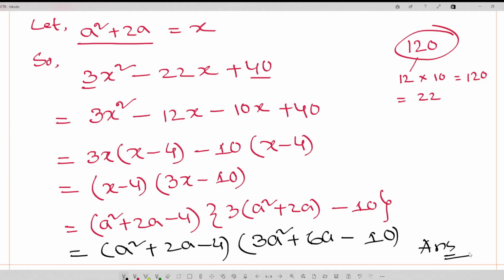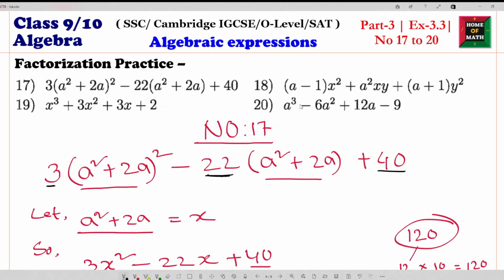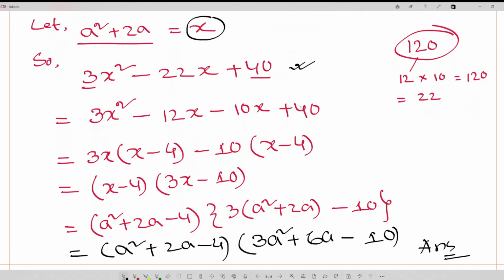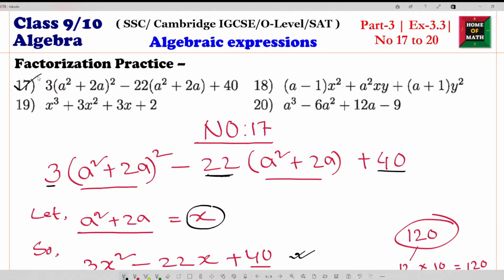I hope you cleared this one. So this is a good thing: if you keep something like a² + 2a, you consider it as x, and this is the best way. First we make the middle term factor and then substitute the value of x. So number 17 done. Now number 18.